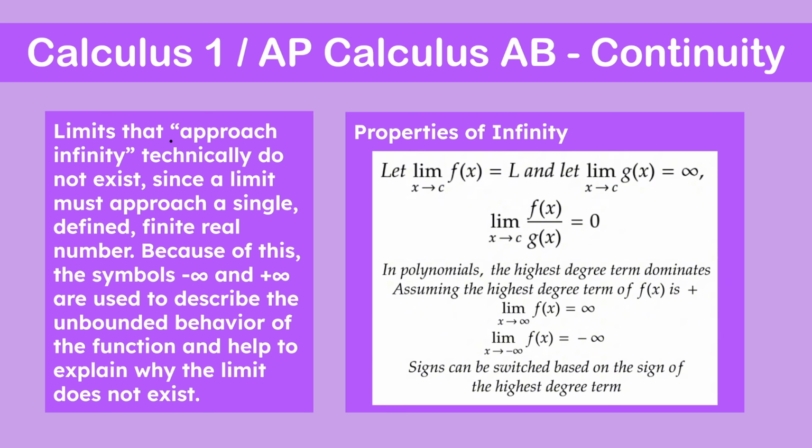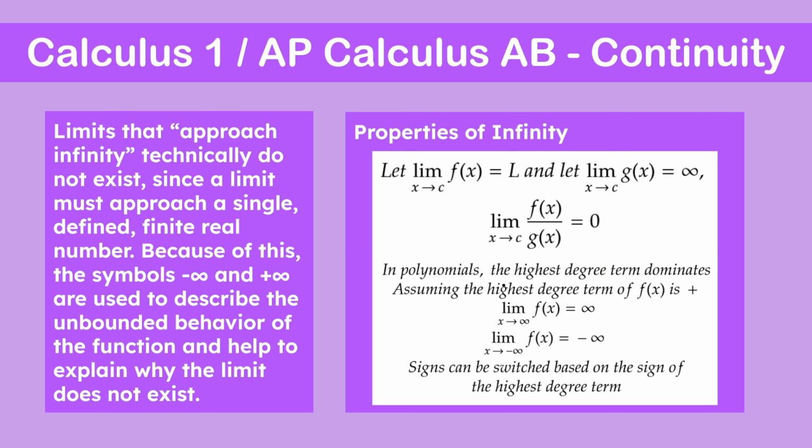So let's talk more about infinity. Limits that approach infinity technically do not exist because the limit has to approach a single finite number. Because of this, the symbols negative infinity and positive infinity are used to describe the unbounded behavior of the function and help explain why the limit does not exist. Okay, so these are some properties of infinity. If we let the limit of f of x as x gets closer and closer to c equal L, and we let the limit of g of x as x approaches c equal infinity, then the limit of f of x over g of x as x approaches c is equal to 0.